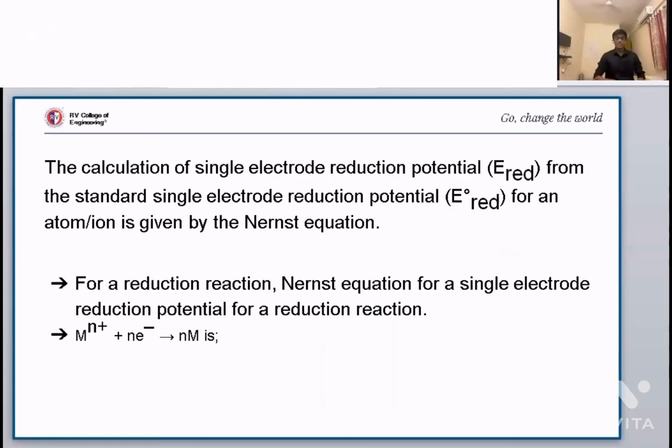The calculation of the single electrode reduction potential from the standard single electrode reduction potential for an atom is given by the Nernst equation. For a reduction reaction, an example equation is M raised to the power n plus, that is the metal ion, plus n electrons, giving the metal.